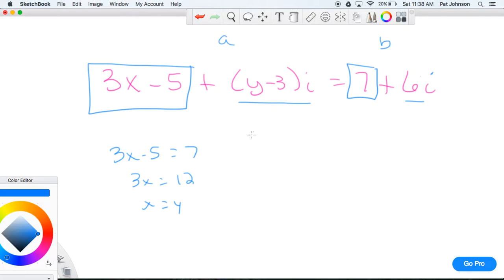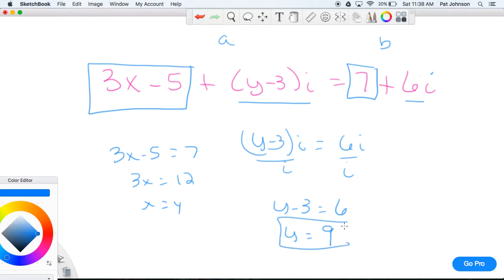Now we're going to take the imaginary part and set it equal to the imaginary part. So I'm going to divide by i, using algebra. y minus 3 equals 6. y equals 9. All right, so x equals 4 and y equals 9 are my solutions here.